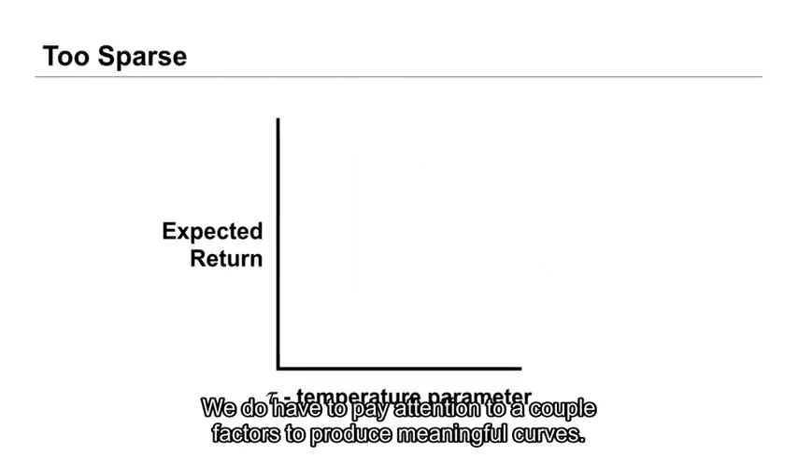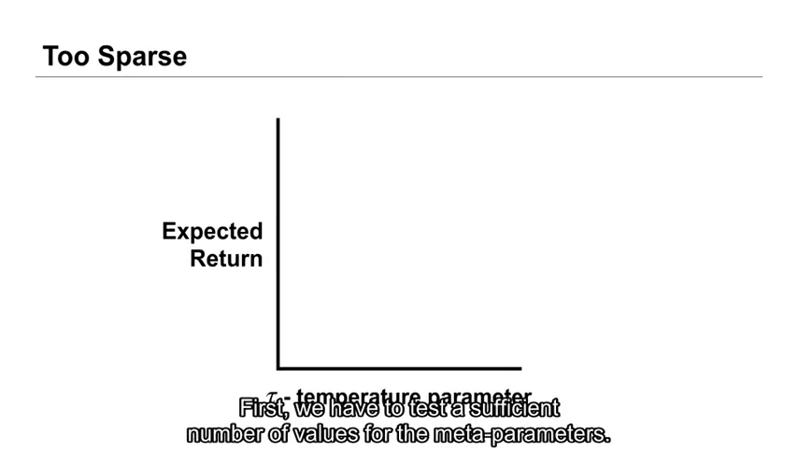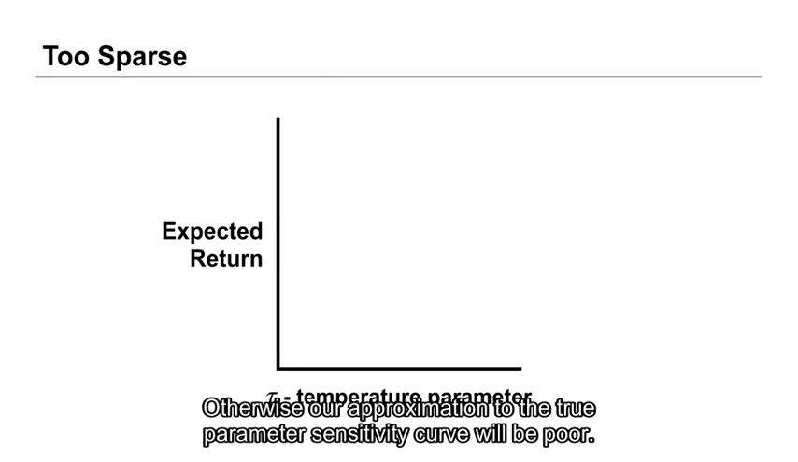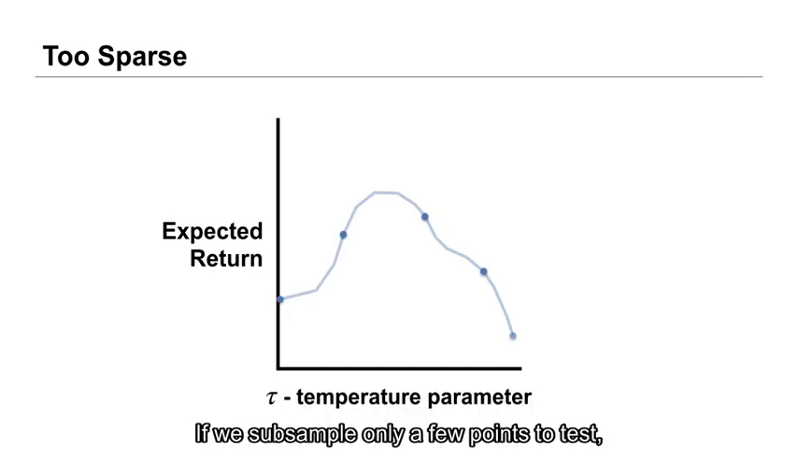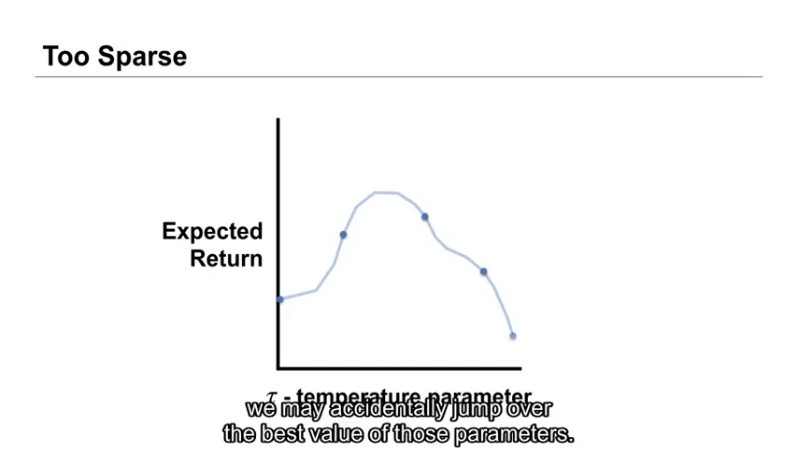We do have to pay attention to a couple factors to produce meaningful curves. First, we have to test a sufficient number of values for the metaparameters. Otherwise, our approximation to the true parameter sensitivity curve will be poor. To see why, imagine that the true curve with respect to alpha looks like this. If we subsample only a few points to test, we may accidentally jump over the best value of those parameters.